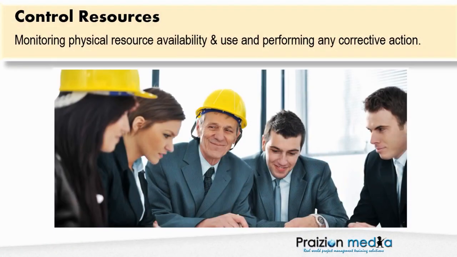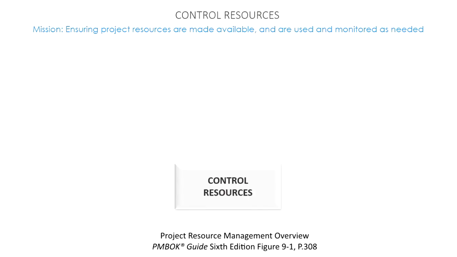Control resources. What are we doing in control resources? We're monitoring physical resource availability, making sure that resources are available when they are needed, and we're also monitoring resource use. We're also performing any corrective action to make sure that resources are available when they need to be available, or they're being used in a more befitting way that corresponds to what we planned in the resource management plan. So our main goal, again, is ensuring project resources are made available and are used and monitored as needed.